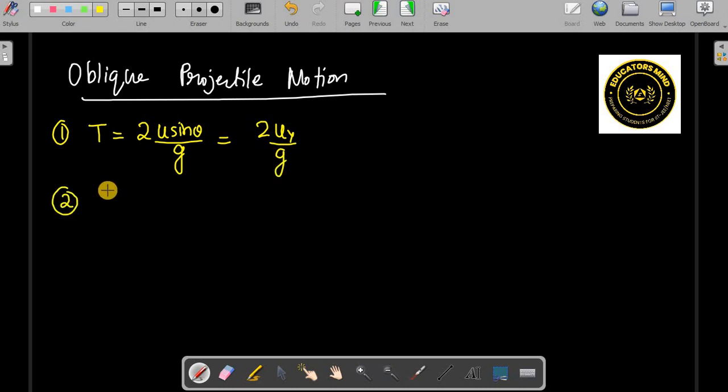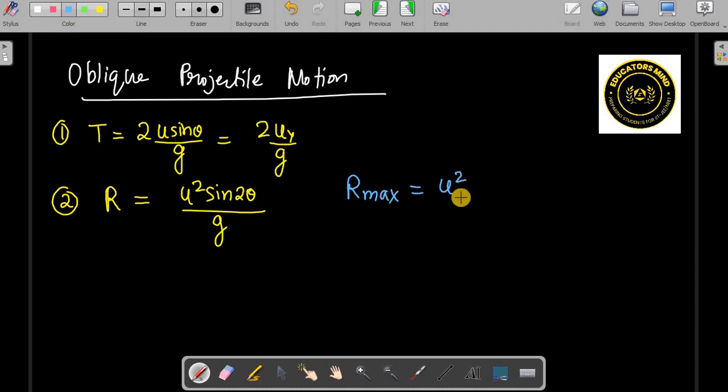Another important thing to note is the range. The range formula is u square sin 2 theta by g. Here we can think about maximum range. Range can be maximum when sin 2 theta is maximum, so 2 theta is going to be 90 degrees, theta will be 45. So when theta is 45 degrees, range is going to be maximum.